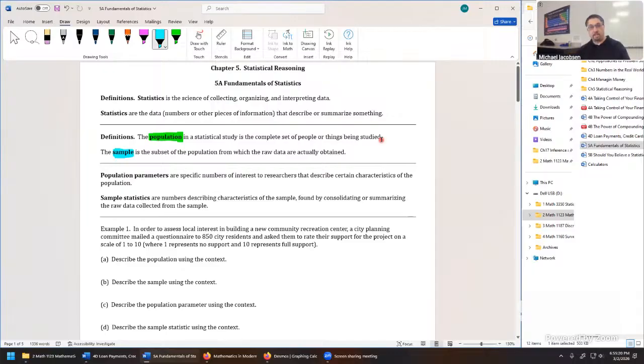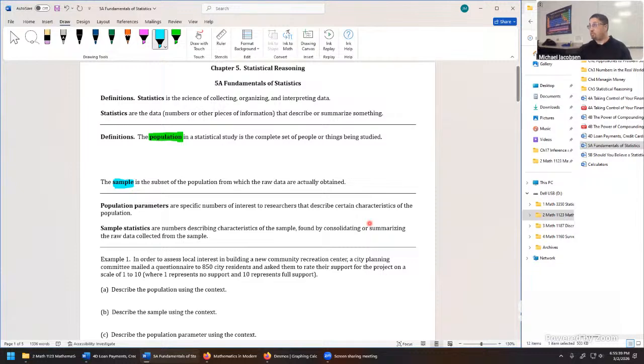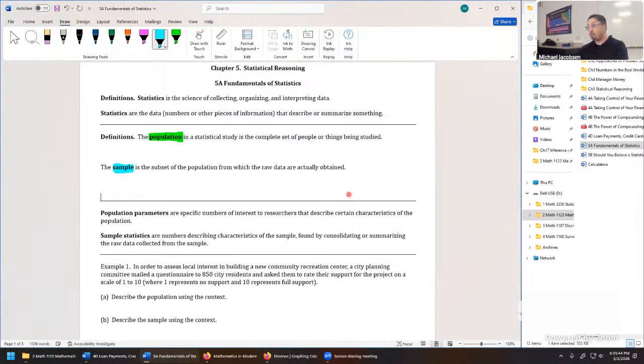So one population could be, for example, all ISU students. It's a very large population, in the tens of thousands. And the sample to study a population is a subset of the population from which raw data are actually obtained, things like the sample statistics. So just for a really fast example to think about these two definitions, let's put down a population and a sample. Any questions first with just the definitions themselves?